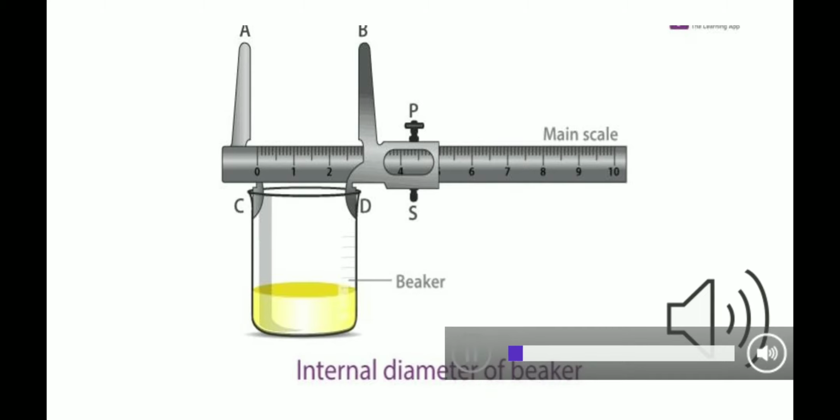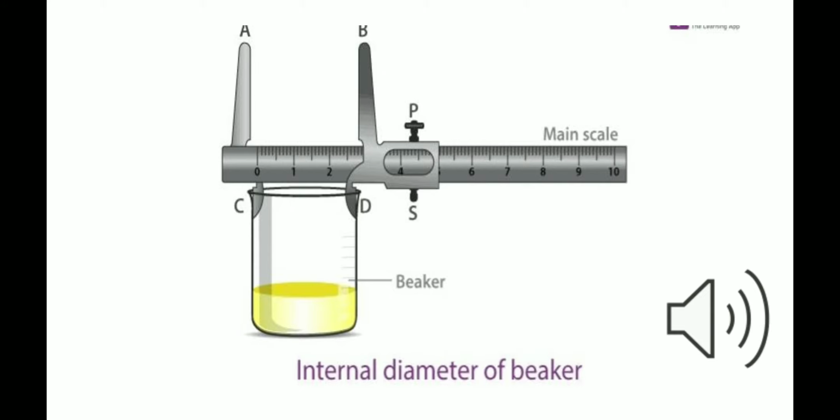In this slide, we can see that there is a beaker, and how the internal jaws of the vernier are kept in such a way that they are in contact with the inside part of the container or the beaker, and they can measure the width of this container. So this is how the inside jaws work. So we'll go to the next slide and we'll see the use of the strip.